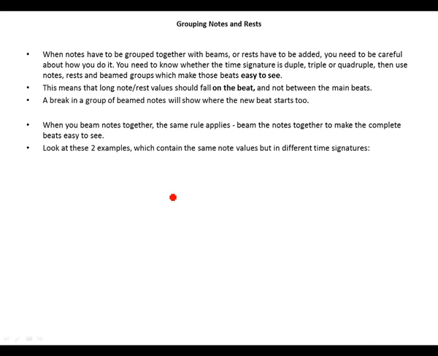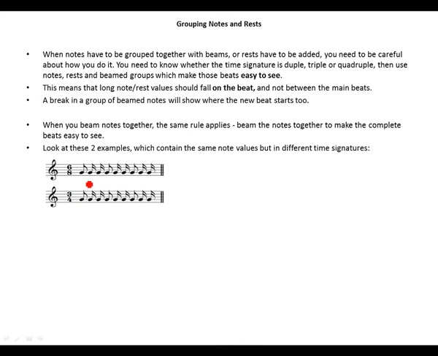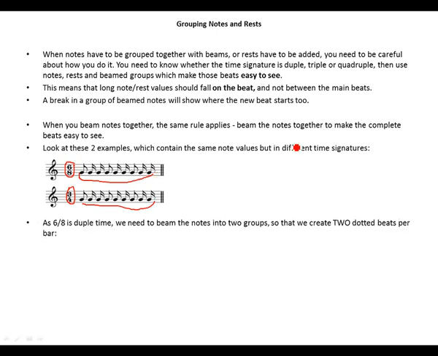Look at these two examples, which contain the same note values but in different time signatures: 6-8 and 3-4. Same notes, different time signatures. As 6-8 is double time, we need to beam the notes into two groups so that we create two dotted beats per bar. Let's take a look.